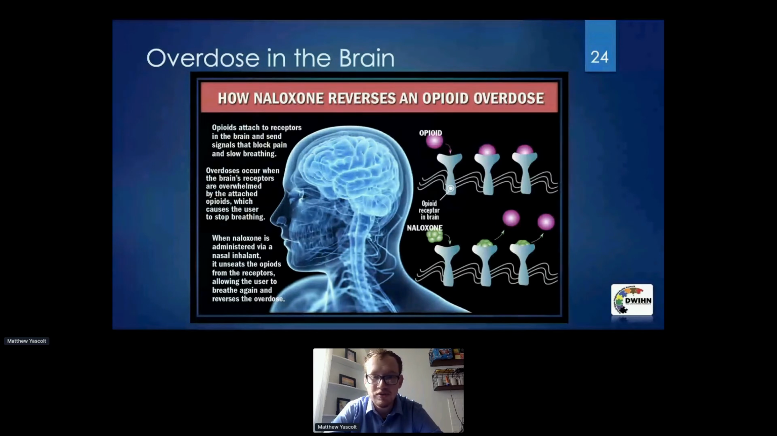An incredibly important note, it does not attack the opioid itself. The opioid is still floating around in the synaptic cleft. It's just not stimulating the appropriate receptors. So it's not creating that euphoria, sedation, reward, and subsequently lack of oxygen flowing to the individual's vital organs.